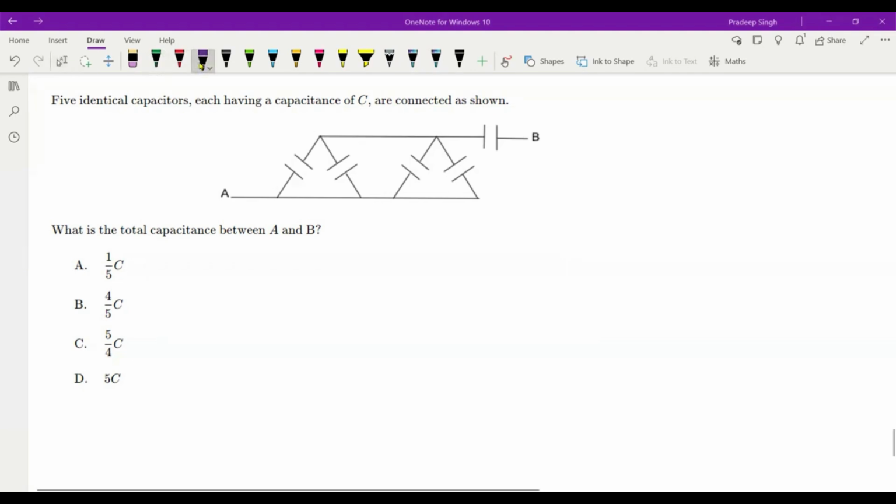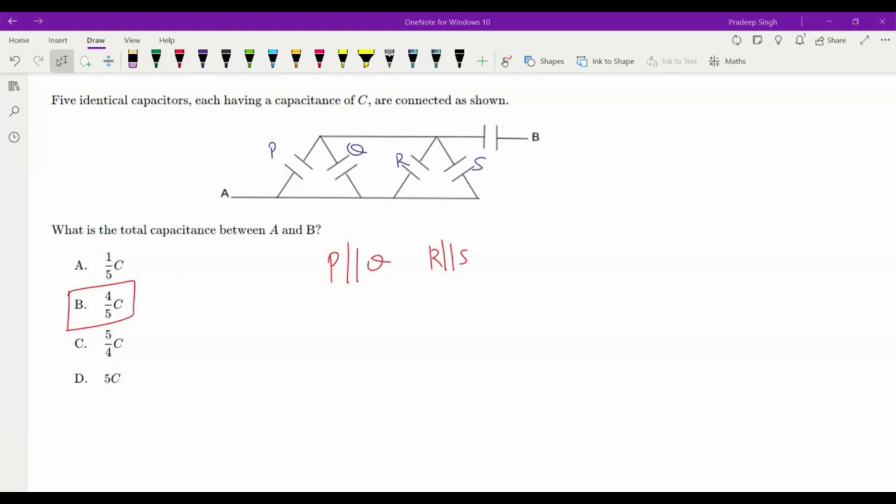Wait, let me label the capacitors. P, Q, R, S. So P would be parallel to R and Q would be parallel to S, correct? Yes, correct. And then using that, we get the total capacitance to be 4C, and then that's in series with this capacitor above. Okay, fine. That is correct. Option B. Anushka, check if you're getting this. Yeah, sir, got it.